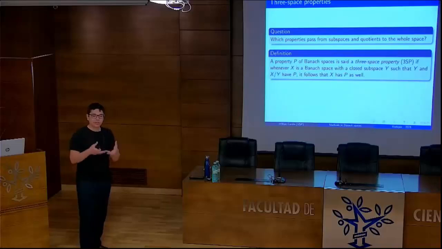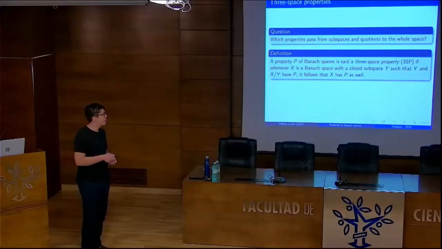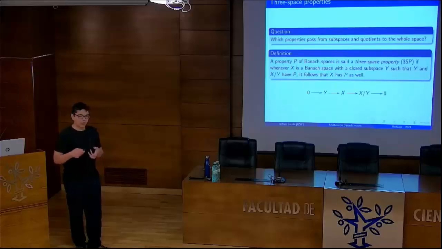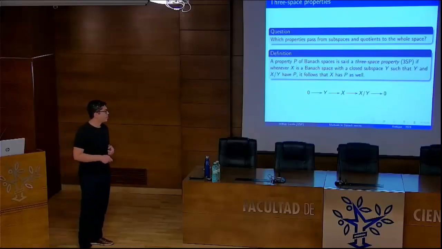So you have a Banach space, look at the subspace, and look at the corresponding quotient. Look at the properties of these two spaces, the subspace and the quotient. What can you say about the original space? A property P is said to be a three-space property if whenever a subspace has P and the corresponding quotient has P, the original space has P as well. One way to visualize that is the following. You don't really need to know what a short exact sequence is.